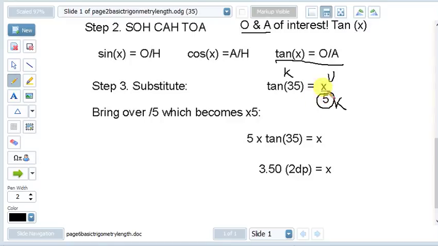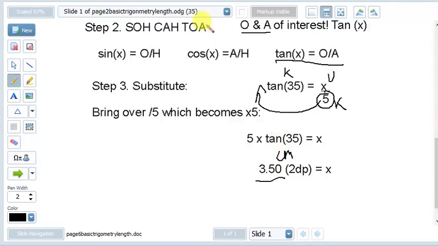So we've got to circle the divide by 5, bring it over to the other side, and a divide by 5 on one side becomes a times 5 on the other. So 5 times tan of 35 equals x. Therefore 5 times tan of 35 equals 3.5, and that's 3.5 centimetres.